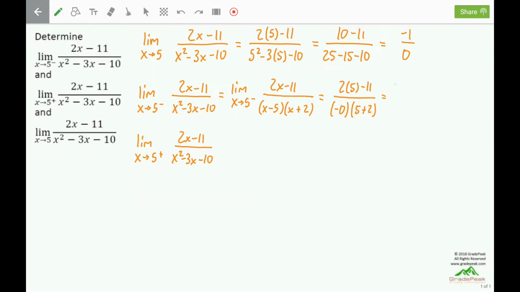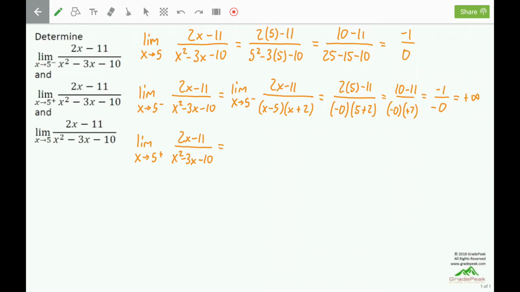In the numerator, we have 10 minus 11. In the denominator, we have negative 0 times a positive 7. 10 minus 11 is a negative 1. In the denominator, we have a negative times a positive, which is a negative, and a 0 times a 7, which is a 0. A negative over a negative is a positive. A non-zero over a 0 is an infinity. And there's the result of the left-sided limit.